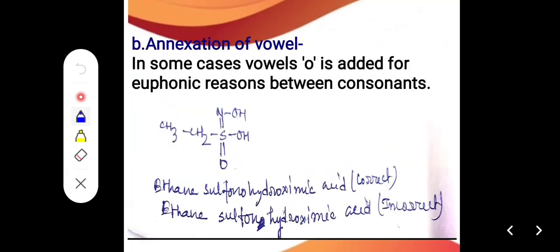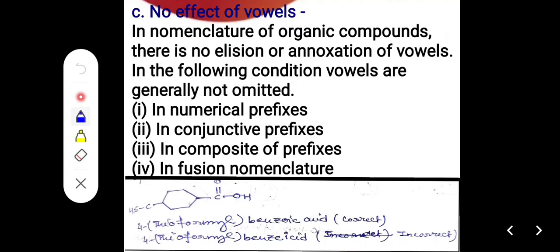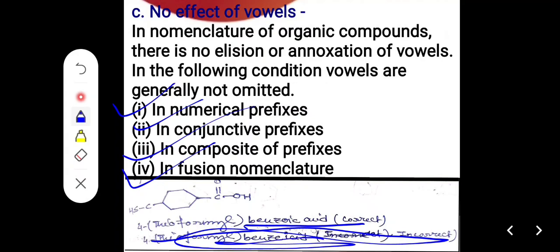Insertion of vowel: in some cases O is added. For example, this O is added in between two consonants, H and N, and we have to consider this O as a vowel. No effect of vowels: in most cases, there is no effect of vowels in numerical prefixes, conjunctive prefixes, composite prefixes and fusion prefixes. So there should be no change of the vowel. And this is incorrect. This benzoic acid is not correct. This is correct.